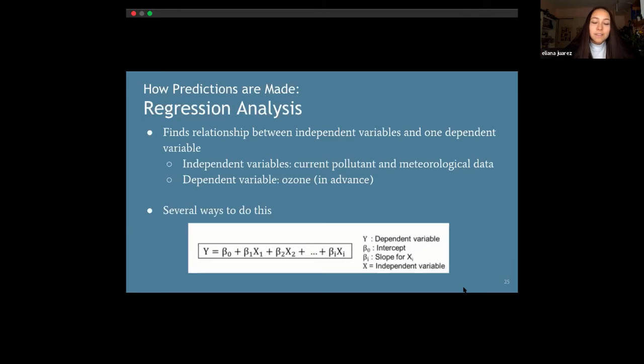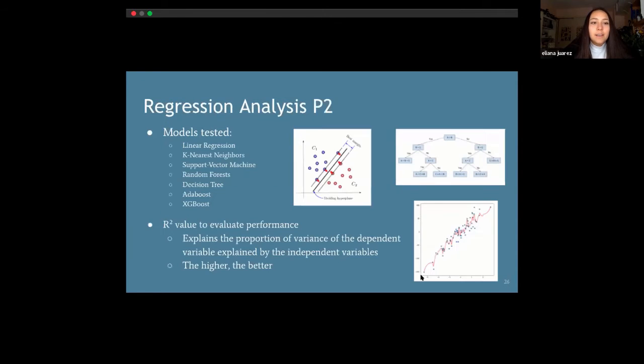And there are several ways to do this. This is a picture of the linear regression equation. It's basically the simplest form of regression. We tested a total of 7 different machine learning algorithms, including linear regression, k-nearest neighbors, support vector machine, random forest, decision tree, AdaBoost, and XGBoost. We also primarily relied on the R-squared value in order to evaluate performance. This is a metric that explains the proportion of variance in the dependent variable explained by the independent variables, and generally the higher the better.